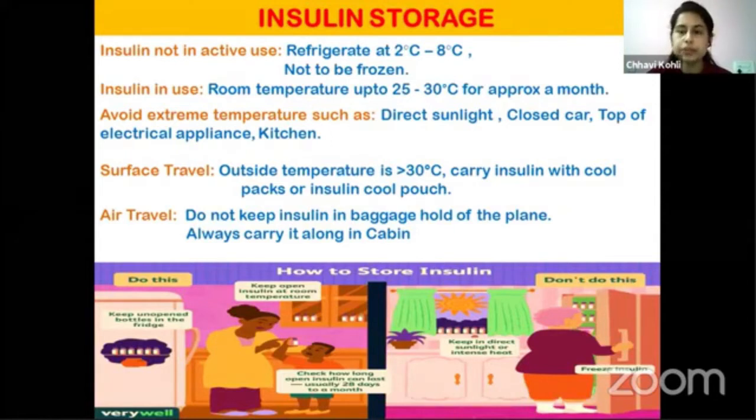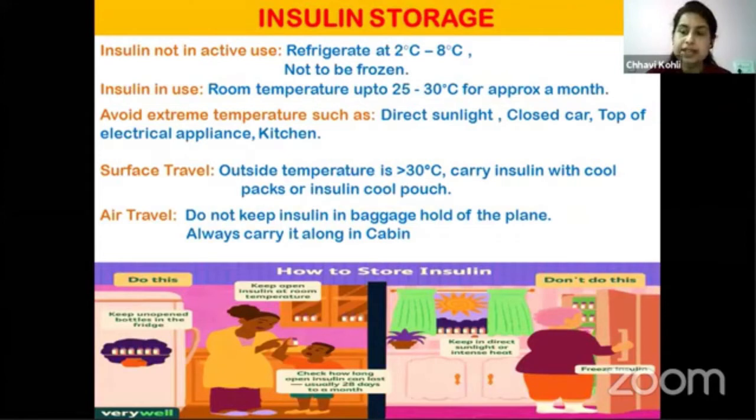Insulin which is in active use can be kept at room temperature, 25 to 30 degrees centigrade, for approximately a month, or as mentioned by the manufacturer. It is important to avoid exposure of insulin to extreme temperatures like direct sunlight. It should not be kept in parked cars, on top of any electrical appliances, or in the kitchen.